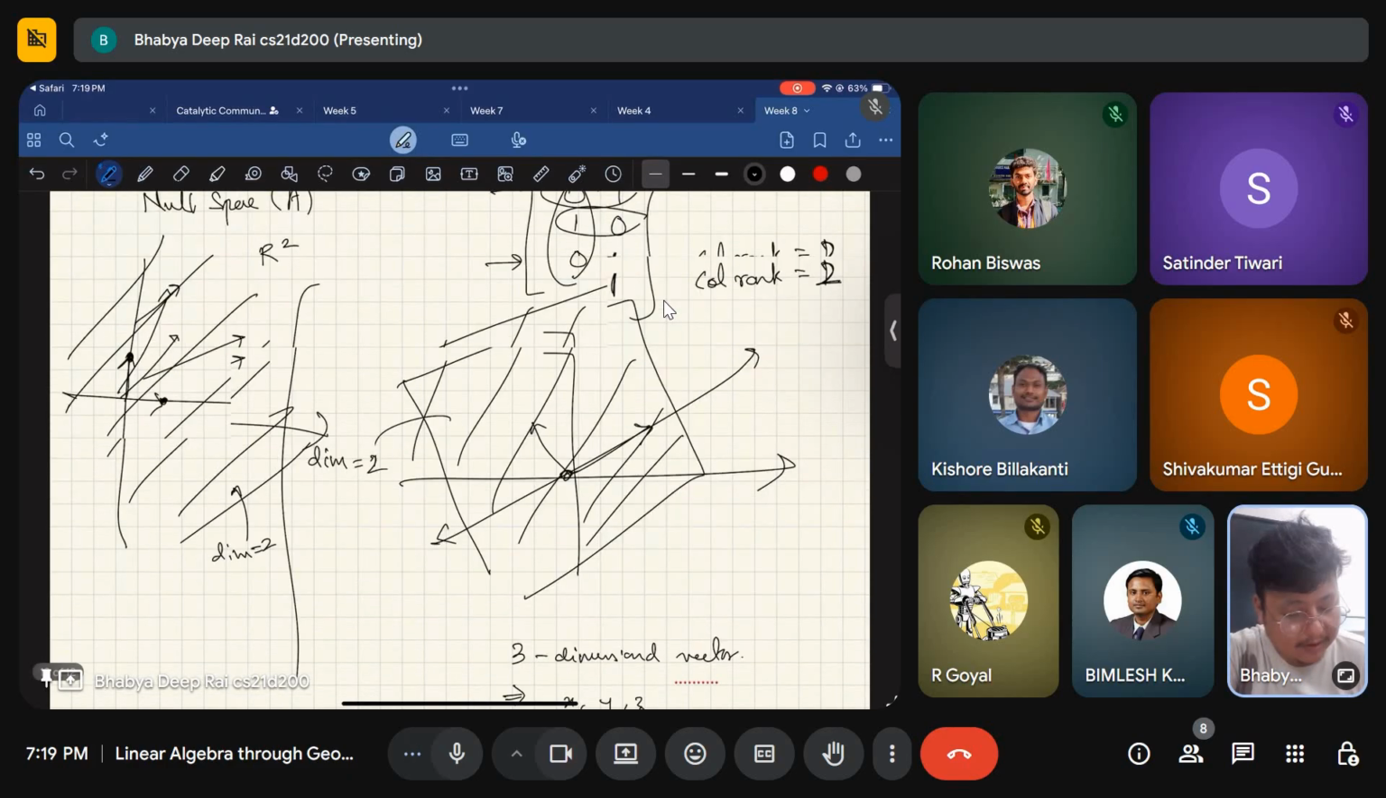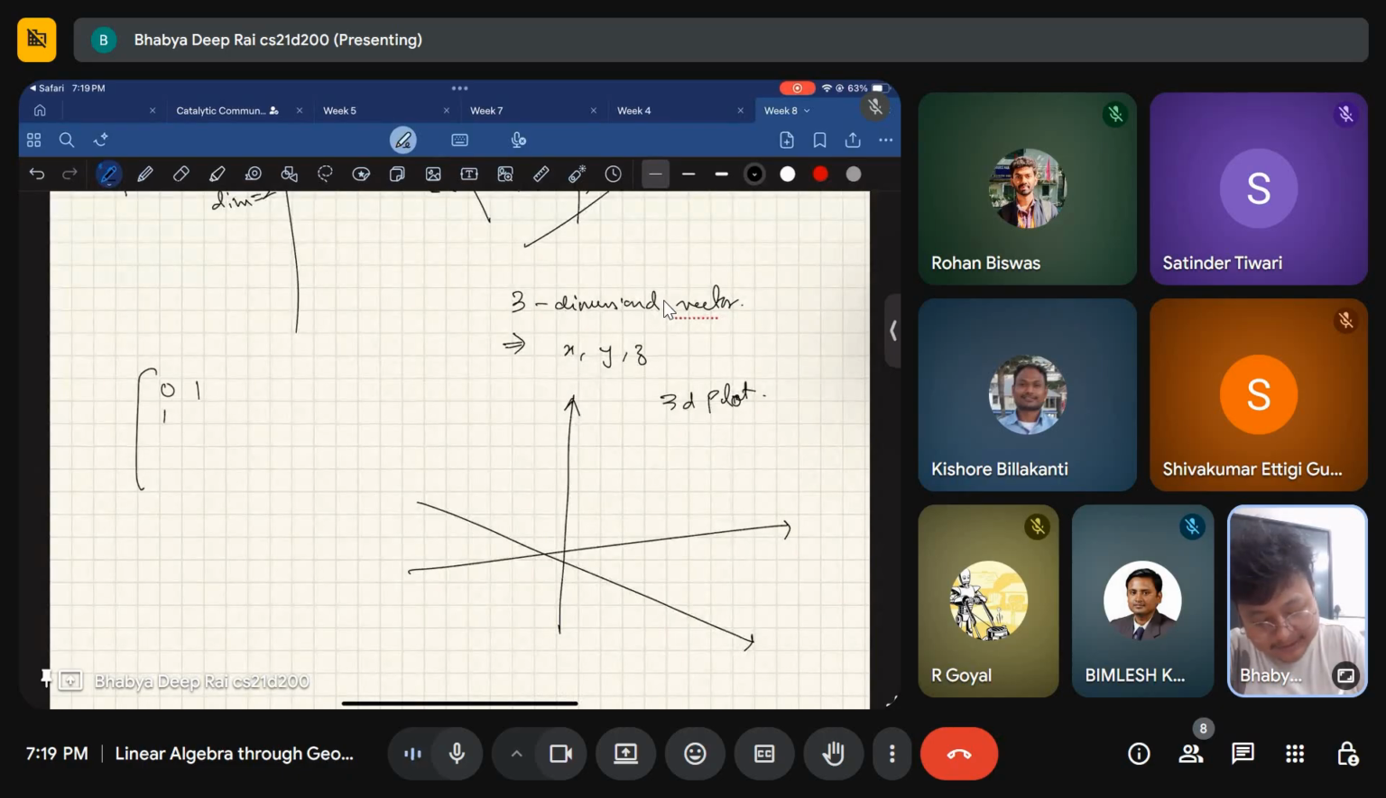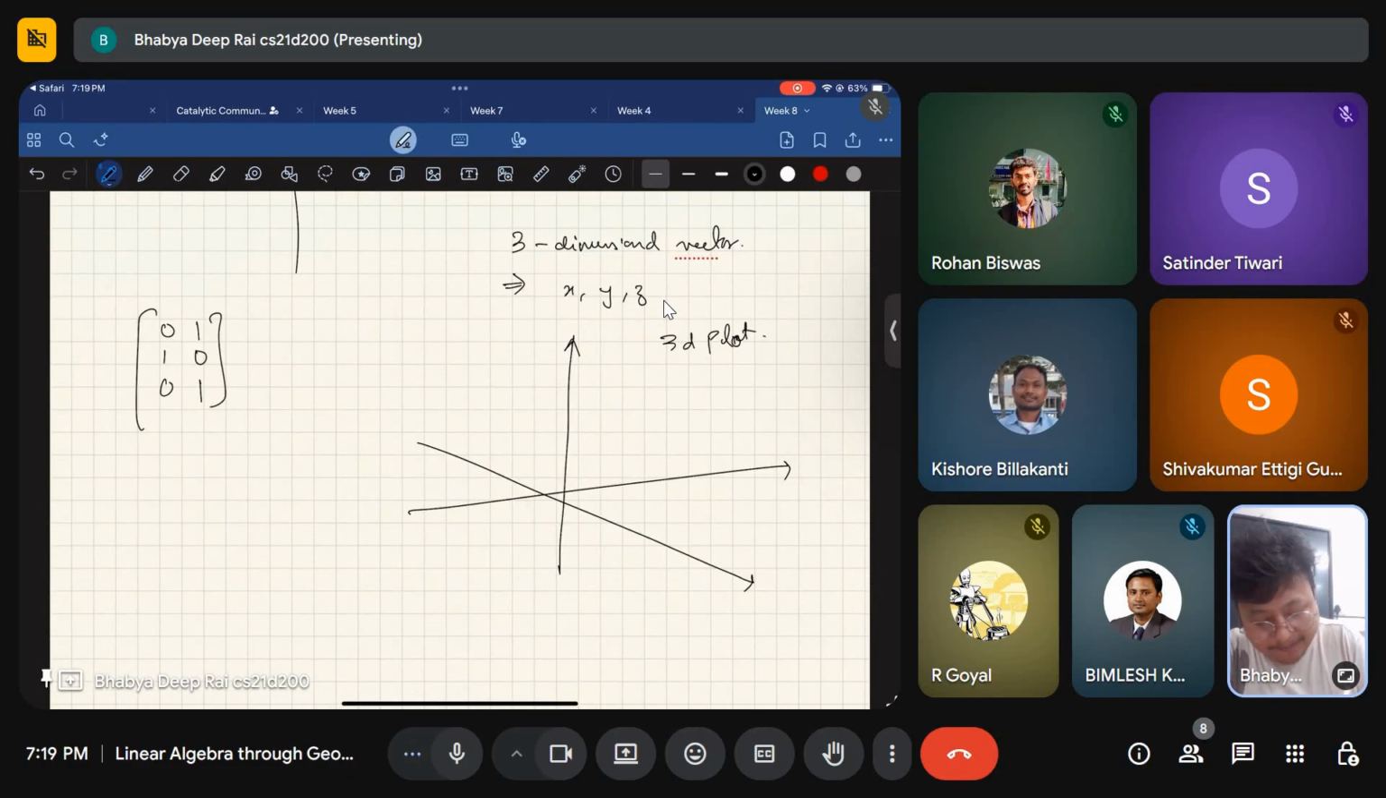Absolutely. Look at the example that Satinder was actually motivating. If you look at the row space, it is the vector space spanned by the rows, and the rows are 2-dimensional vectors. Right, Kishore? Yeah. And the columns are 3-dimensional vectors.